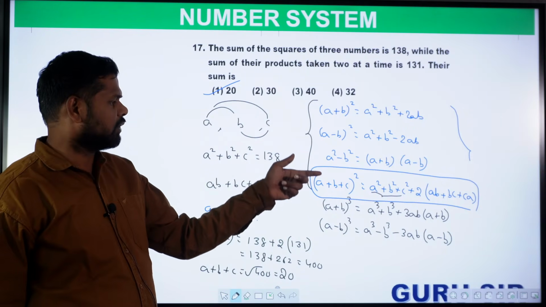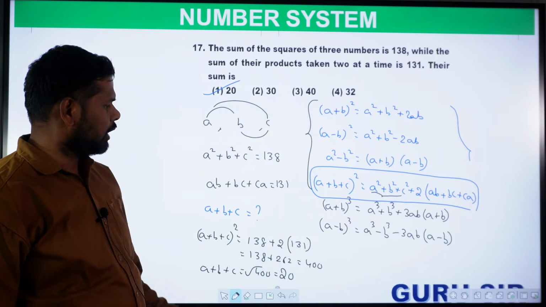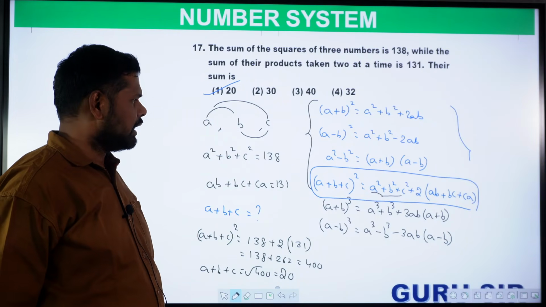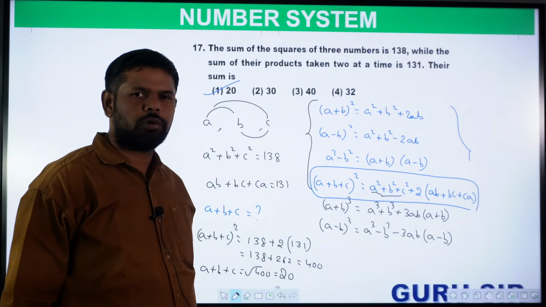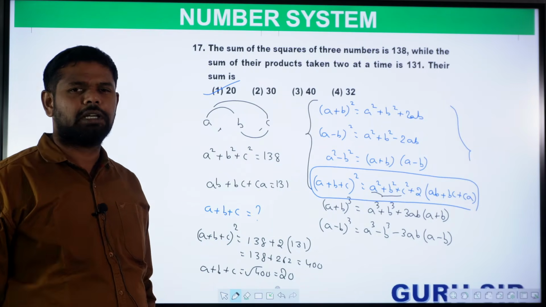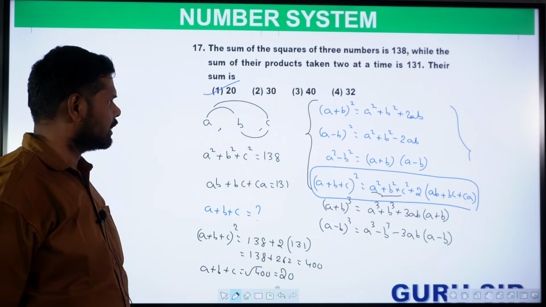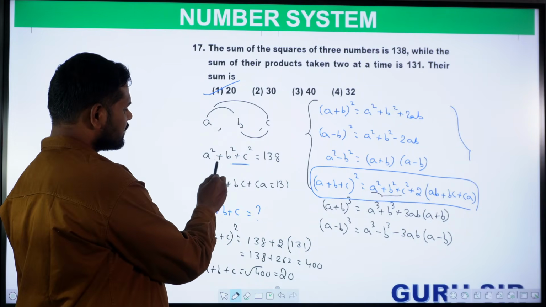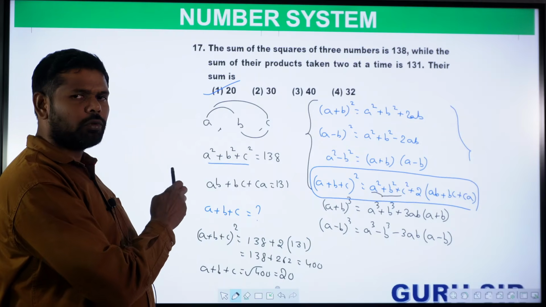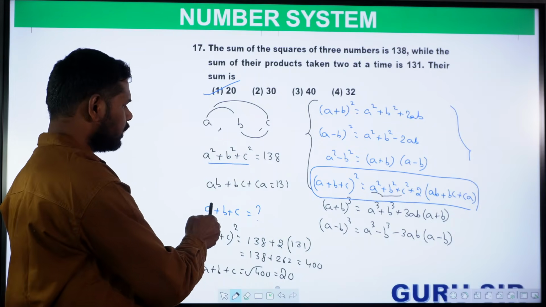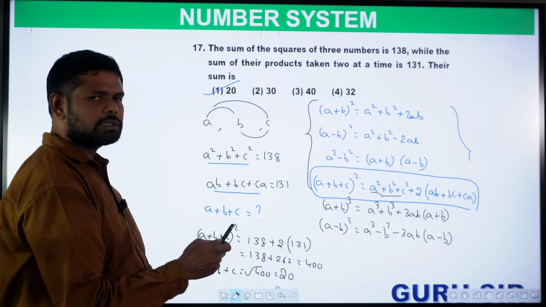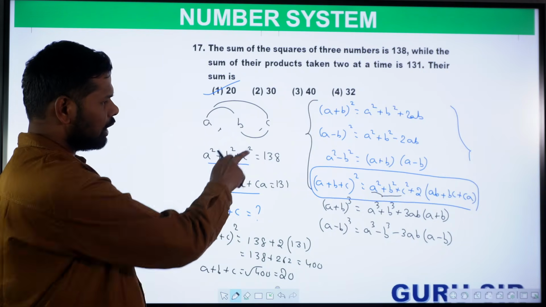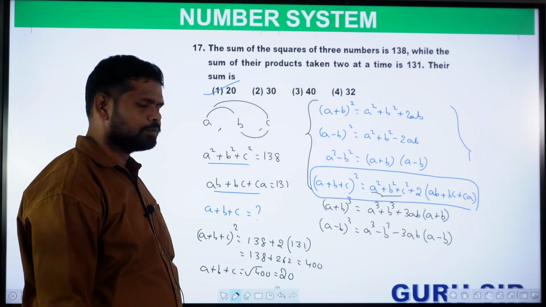So we use these formulas in the problems. No need to learn all the cubes and everything. Why? Because UPSC does not focus on pure math problems, only concept and analysis based problems. Right? Clear? Sum of the individual squares of the three numbers is given, and the sum of products two at a time is given. They ask about the sum of the numbers. So sometimes we need to think like this, based on algebraic identities. Right?